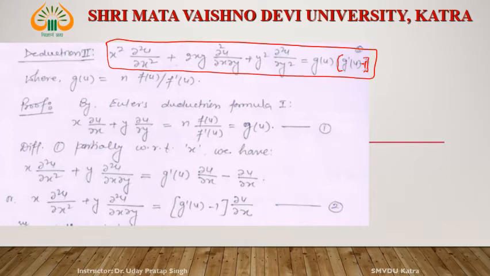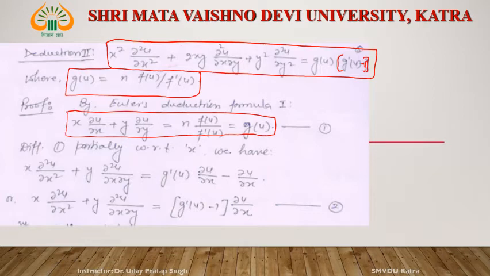Now one thing is unclear: what is g(u)? g(u) is n times f(u)/f'(u). Based on deduction formula 1 that we already discussed in the previous lecture, x ∂u/∂x + y ∂u/∂y is equal to n f(u)/f'(u), which we call g(u). Now say this deduction formula 1 is equation number 1.